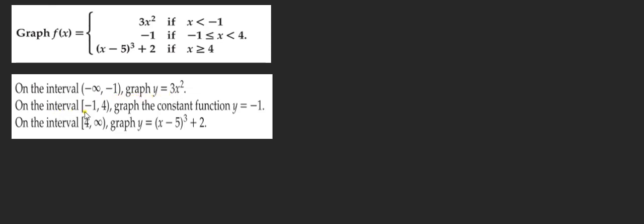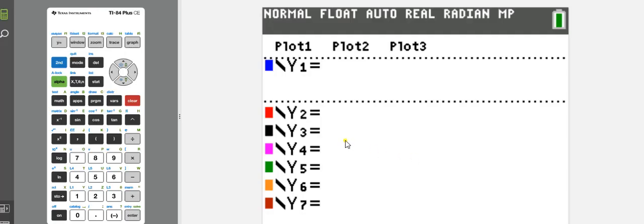On the interval -1 to 4, including -1, we need to graph the constant function y equals -1. And on the interval 4, including 4, to infinity, we need to graph y equals quantity x minus 5 cubed plus 2.